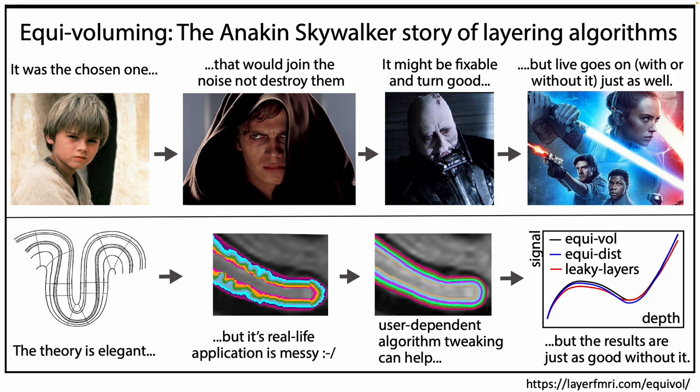The story goes on. So for equivolume, we have this elegant theory. In practice, when you want to work with it, it's hard, and you end up having a lot of problems, because any kind of segmentation noise or discretization noise is just amplified. It interprets it as curvature and tries to amplify it. You can fix it with smoothing, but at the end, it just doesn't matter. For the resolutions that we have, you get very, very similar results out of it.